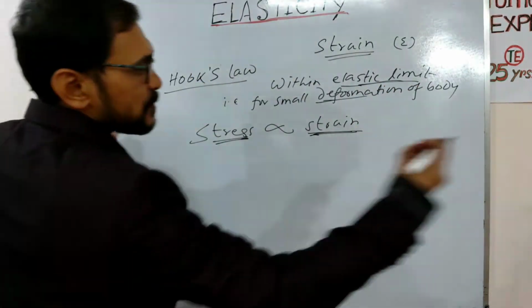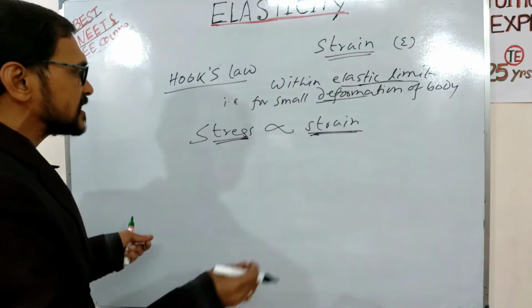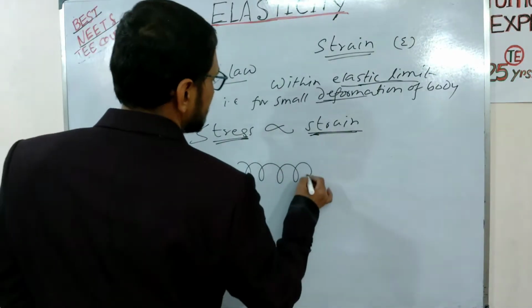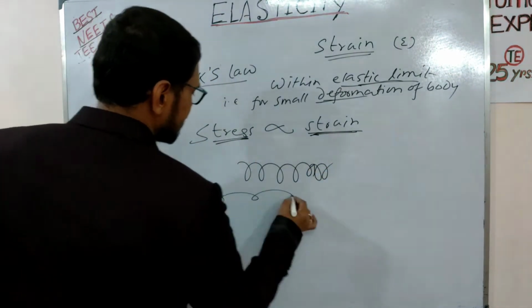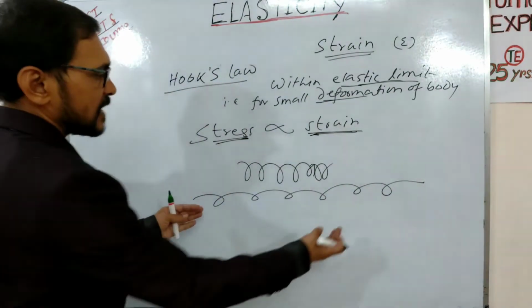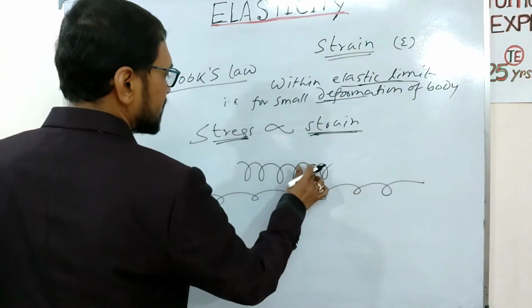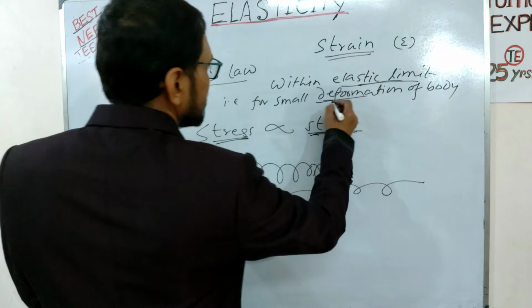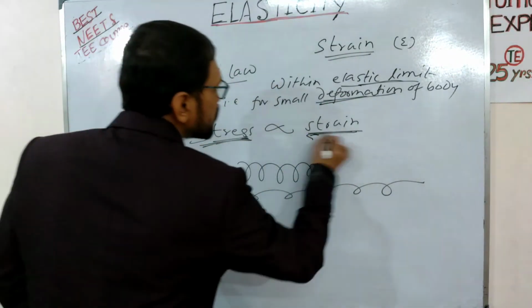Suppose a large amount of force is applied on a body, then the body permanently deforms. Suppose this is a spring. If a large amount of force is applied on the spring, then the body is permanently deformed. It cannot regain its position. So we apply the force within the elastic limit, that is within the small deformation. Within the small deformation, stress is proportional to strain.